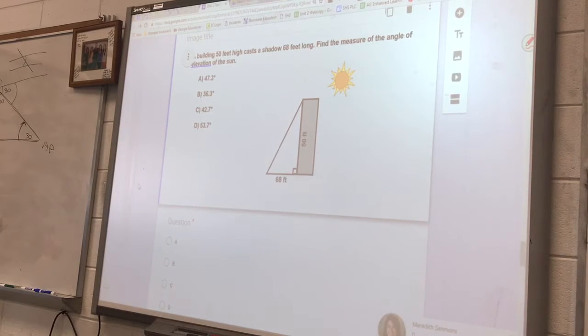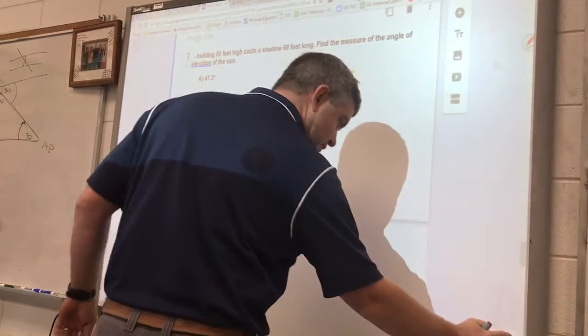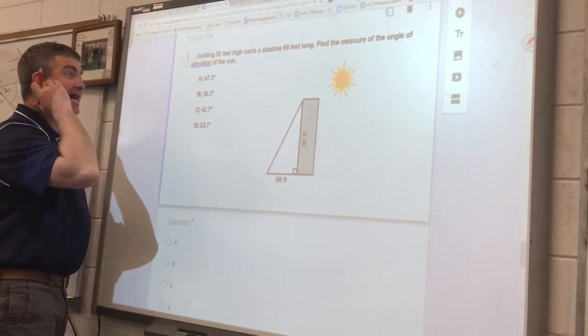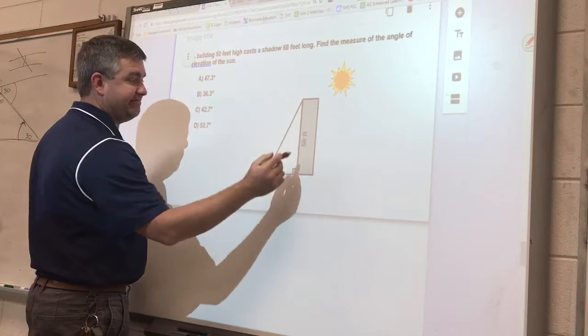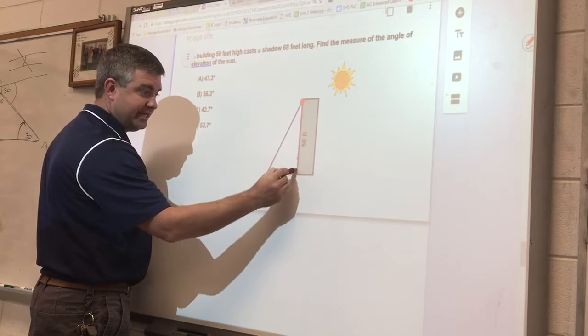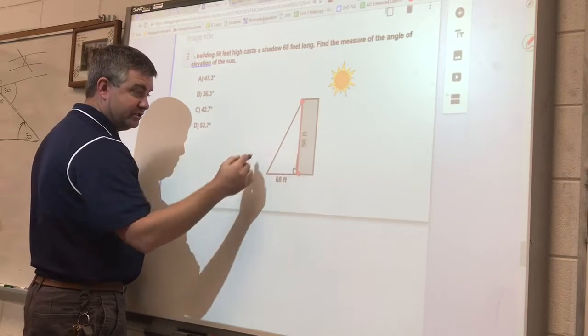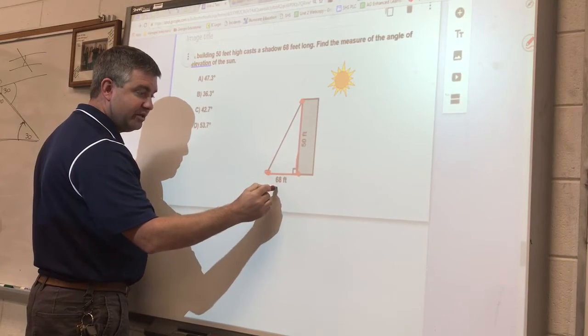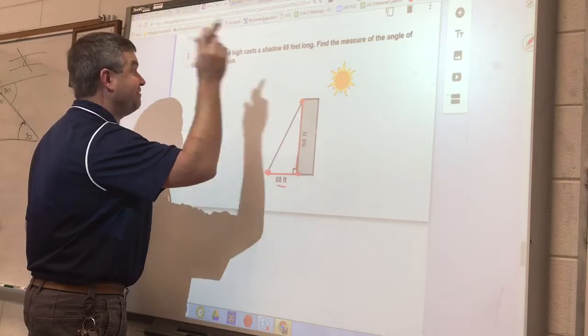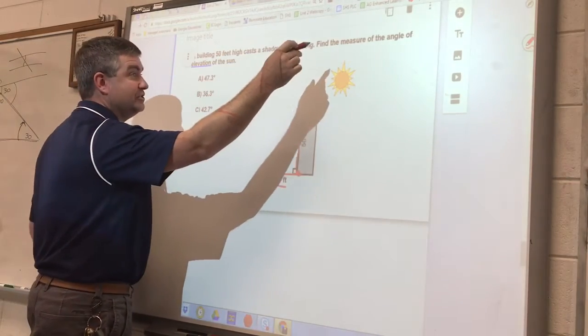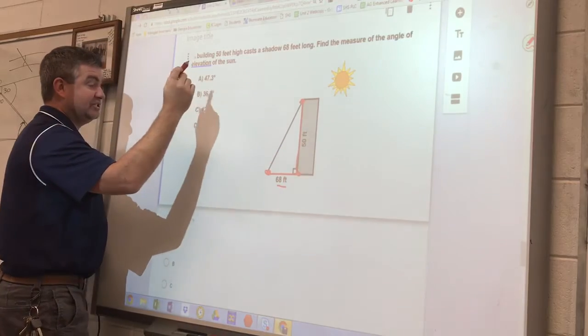Okay, here is the video explanation on number 4. So it says a building 50 feet high cast a shadow 68 feet long. So the building here is 50 feet and the shadow, here's the sun, the shadow is over here, the shadow is 68 feet. It says find the measure of the angle of elevation of the sun.